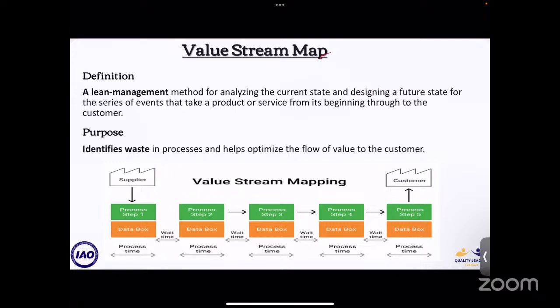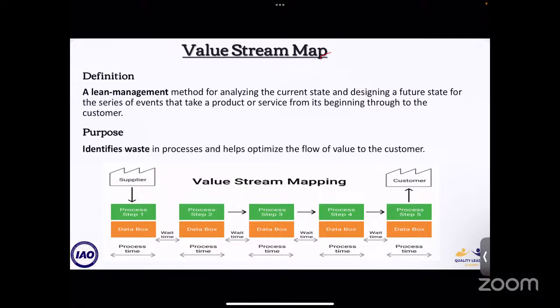Now, why is this important? Well, here's the reality. Every process, no matter how good, has room for improvement. This will help us identify waste, whether it is delays, unnecessary steps, or inefficiencies. Once we spot these issues, we can work on optimizing the flow of value so that the customer gets what they need faster, better, and with less waste.